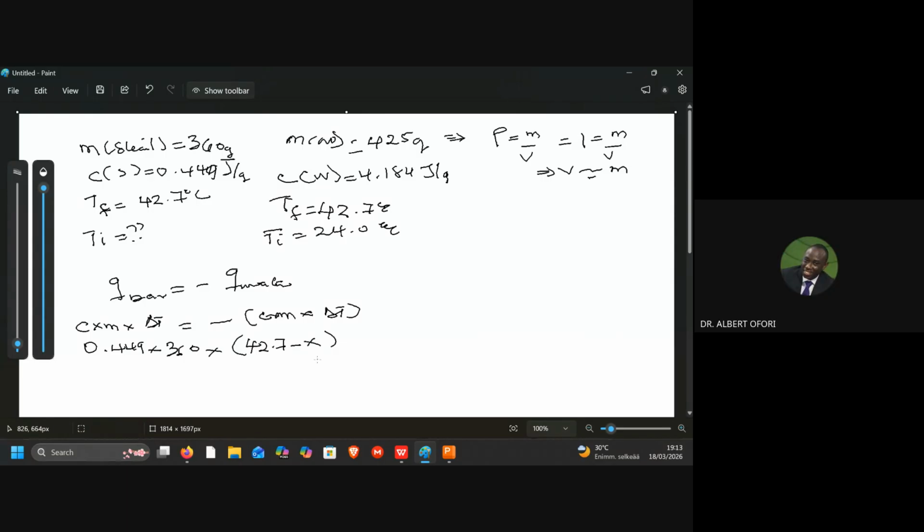So the initial temperature, I've put there X. I don't know that one. So that should be equal to the mass of that water.